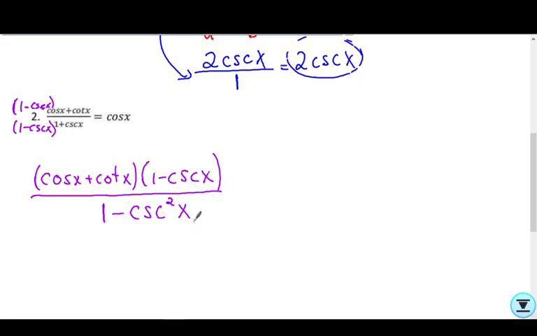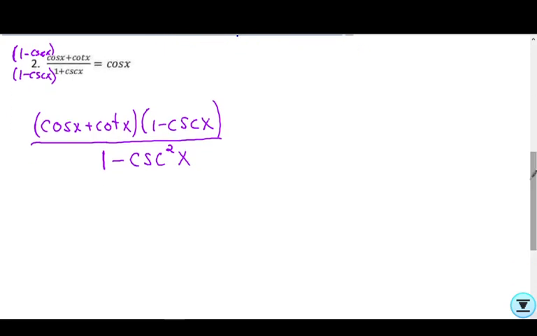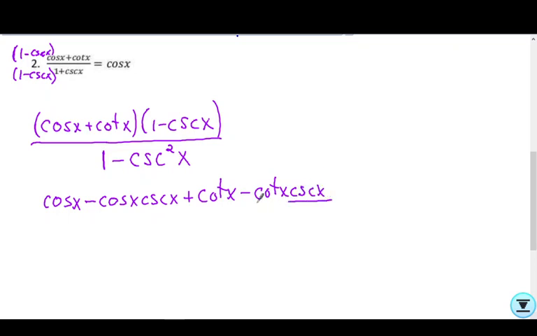All right, so let's clean up the top a little bit. We're going to FOIL this out. So I get cosine x minus cosine x cosecant x plus cotangent x minus cotangent x cosecant x on the top. Now the bottom looks like one of my Pythagorean identities. It looks like the Pythagorean identity for cotangent, except cotangent squared is equal to cosecant squared minus 1.